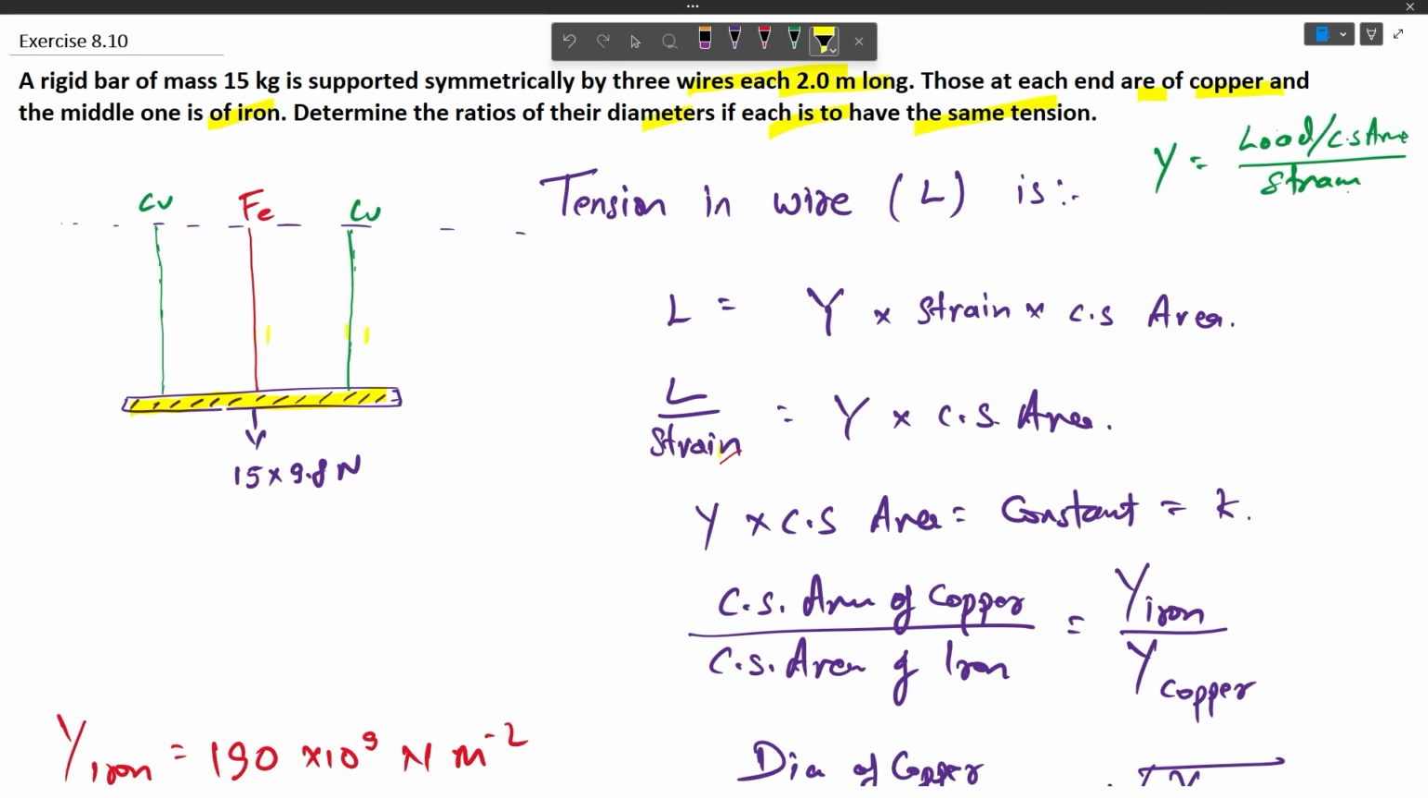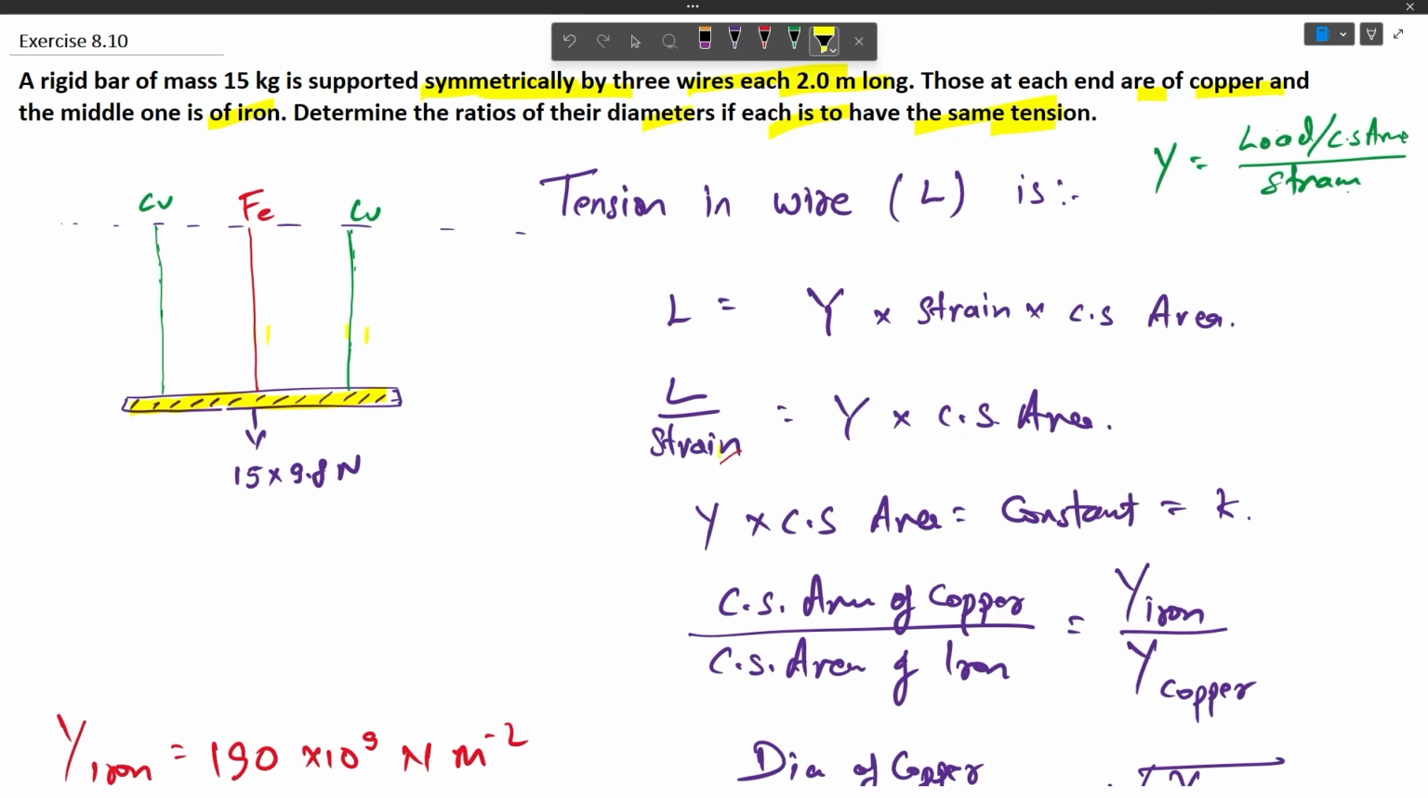We have to calculate the ratio of their diameters, that is the ratio of diameter of copper versus the iron, given that they are carrying the same load. And also they are symmetrically carrying the load, that means the strain in them is the same. So we can relate cross-sectional area with load using Young's modulus. Young's modulus is equal to load divided by cross-sectional area, and that divided by strain. So now load will be equal to Young's modulus multiplied with strain multiplied with cross-sectional area.